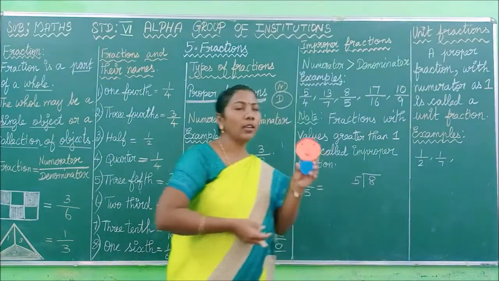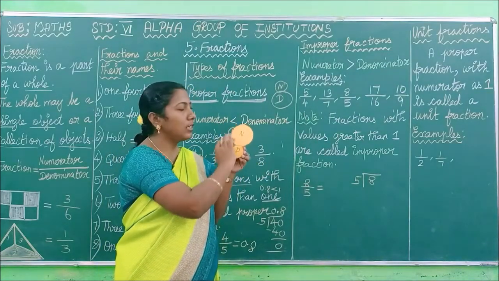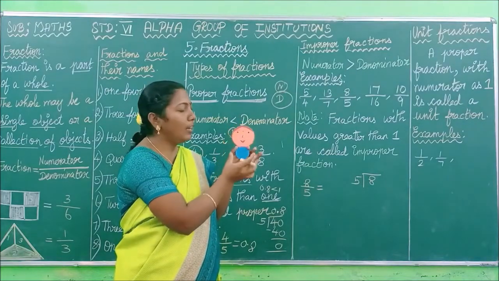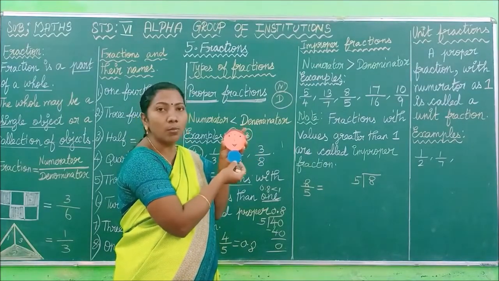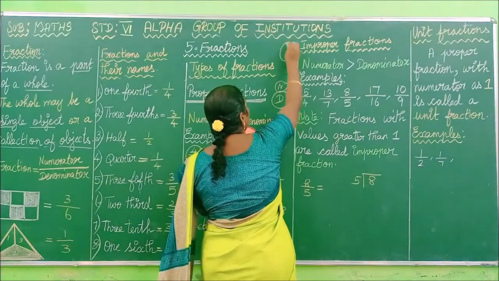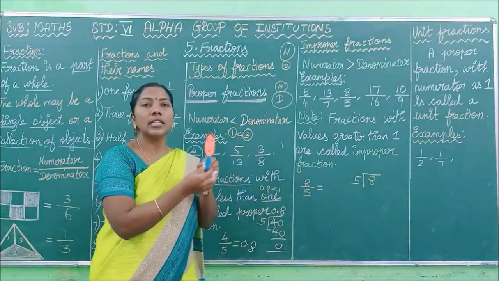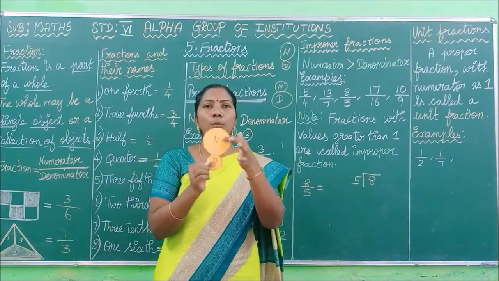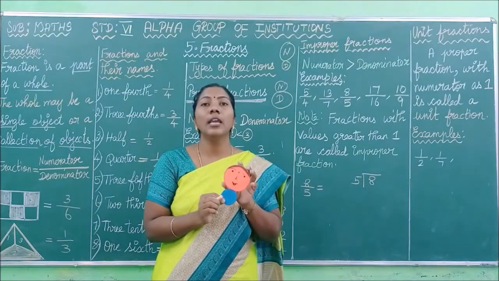See this paper toy. Numerator is bigger than its denominator. Take the numerator as head, denominator as its body. See, the head looks so big than its body. So, if the numerator is bigger than its denominator, such type of fractions are said to be improper fractions.